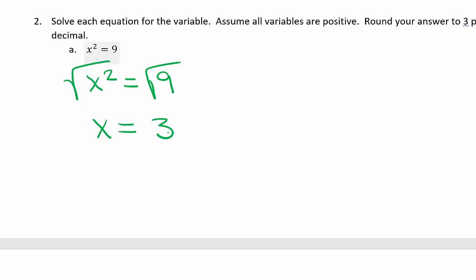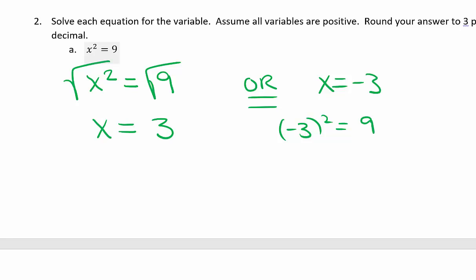3 squared is 9. Now, technically in this case, there's actually two solutions, because x could also equal negative 3. If you take negative 3 and you square it, you also get positive 9. So this equation actually has two solutions to it.